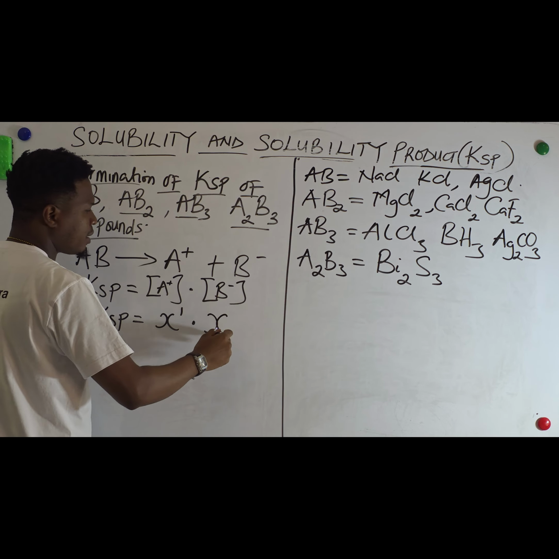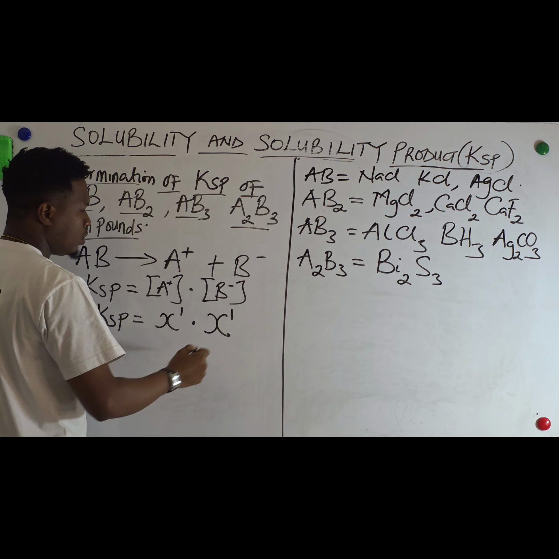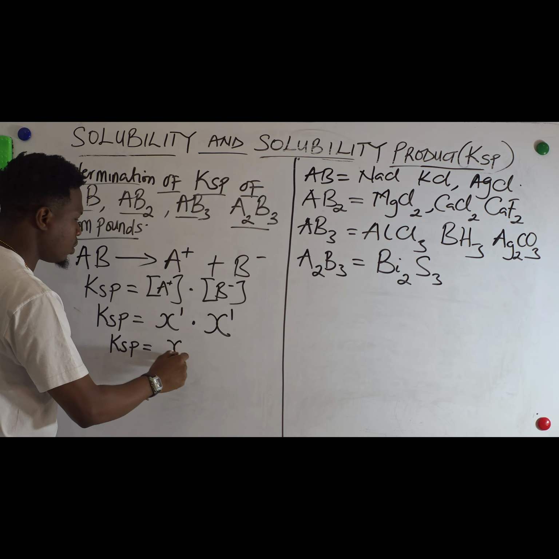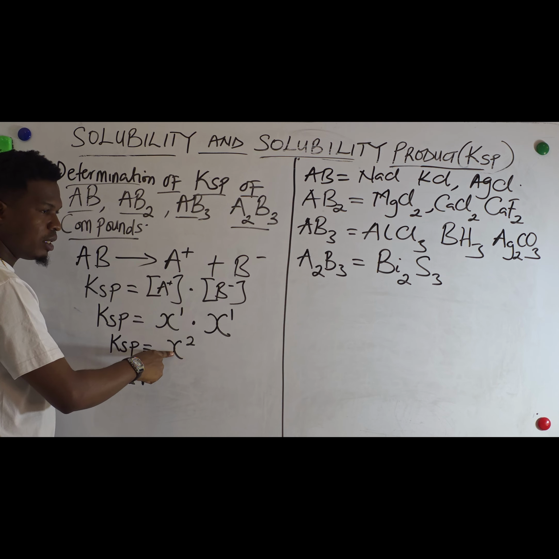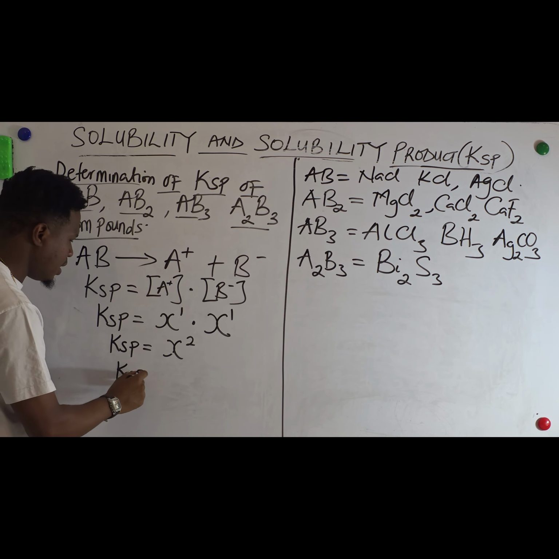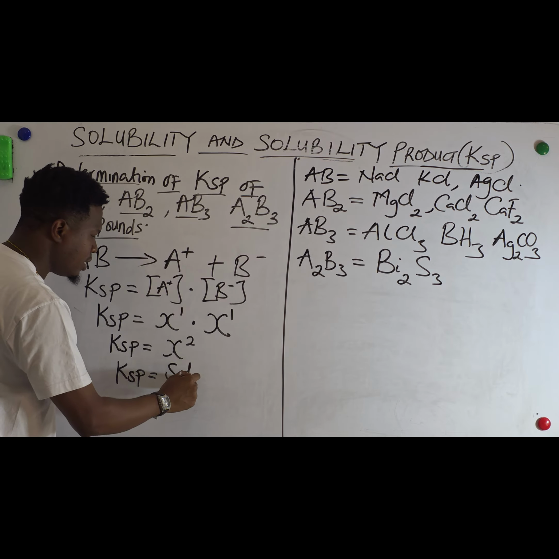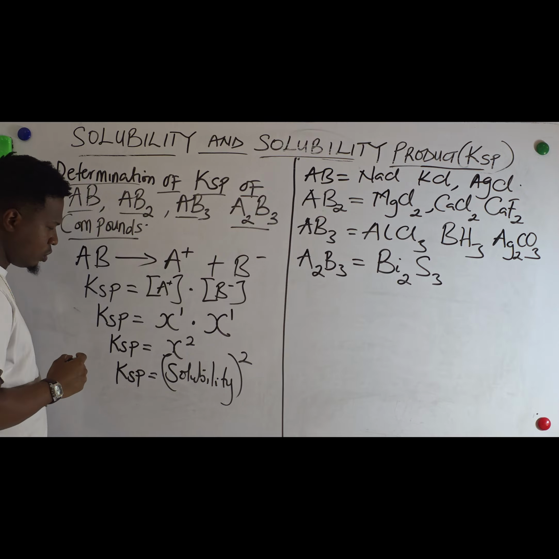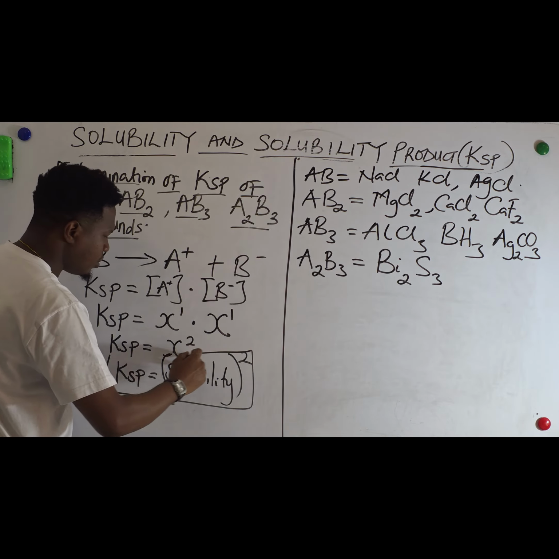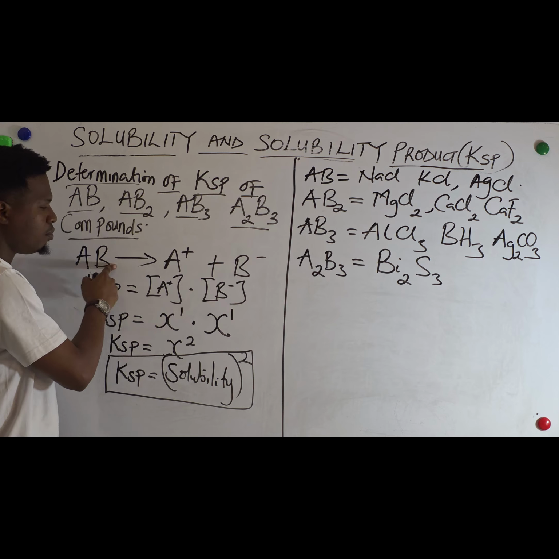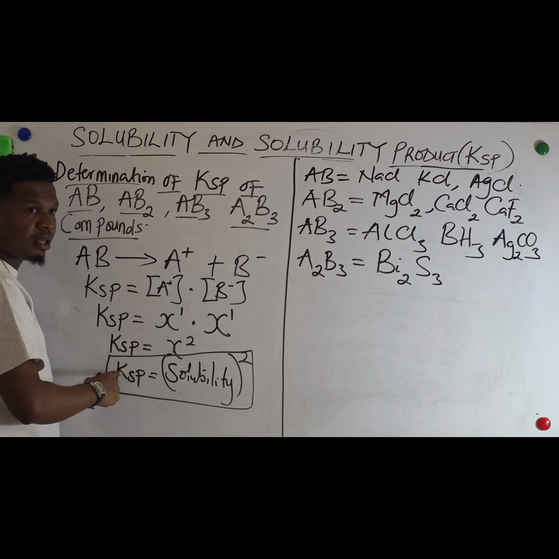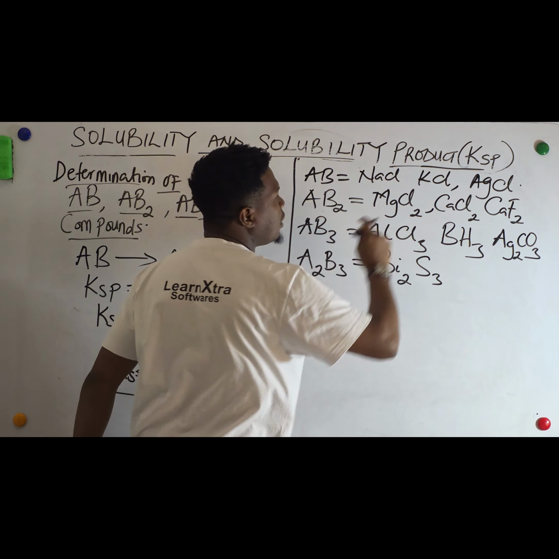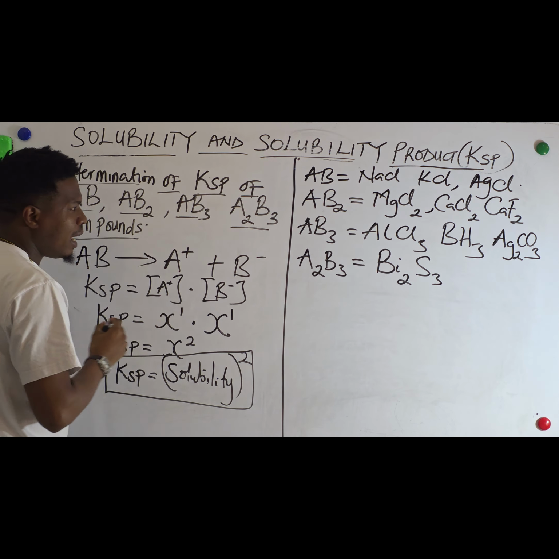Multiplied by X to the power of 1. If you simplify this, KSP for this is X squared, where X is solubility, right? So KSP is equal to solubility squared. This is the equation to calculate KSP for AB molecules, so take note of it. It works for AB molecules that have this kind of shape. Then let's look at AB2.